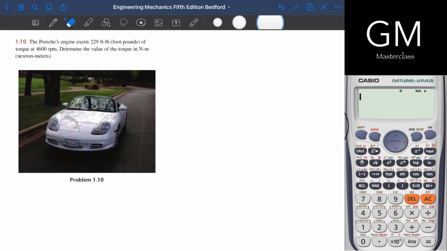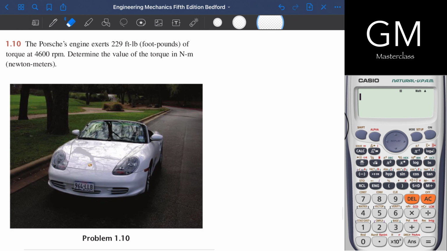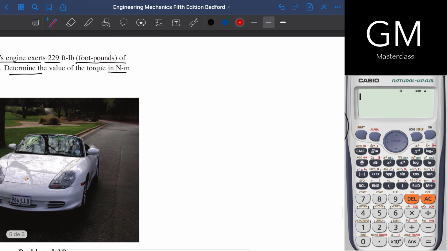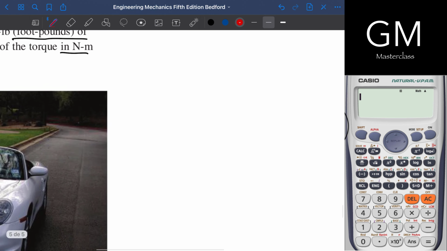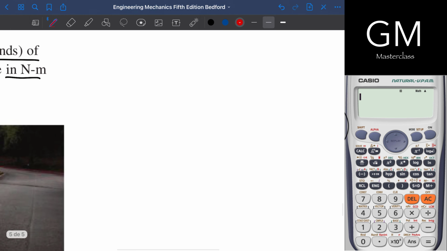Okay, we will solve the next problem. The exercise says the Porsche engine exerts 229 foot-pounds of torque at 4,600 RPM. Determine the value of the torque in Newton meters. So the first thing that we have to evaluate here is that we are transforming force units.